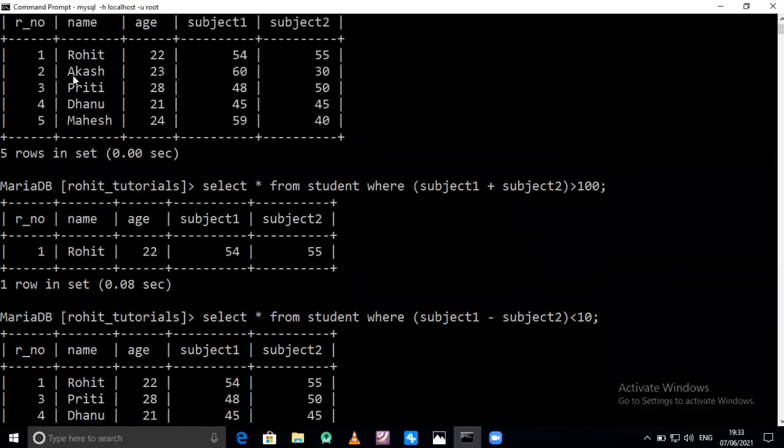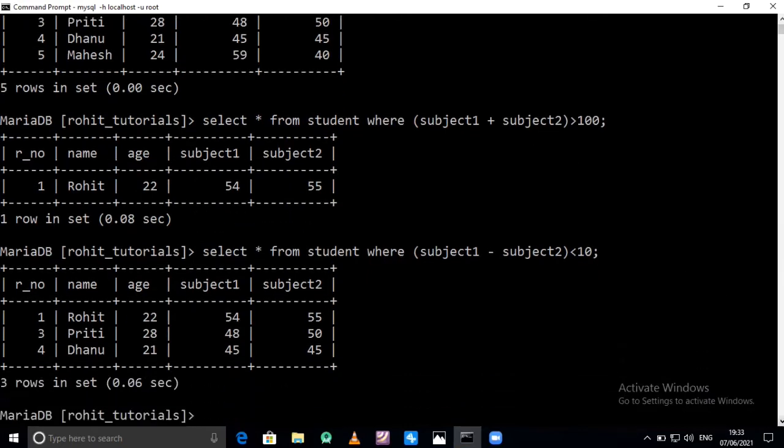For roll number 2, Akash, subject 1 is 60, subject 2 is 30, 60 minus 30, the result is 30, which is not less than 10. So that's why this information is not retrieved. And second, for Mahesh, 59 minus 40 gives a value 19, which is also not less than 10. So that's why this information is not retrieved from the table.